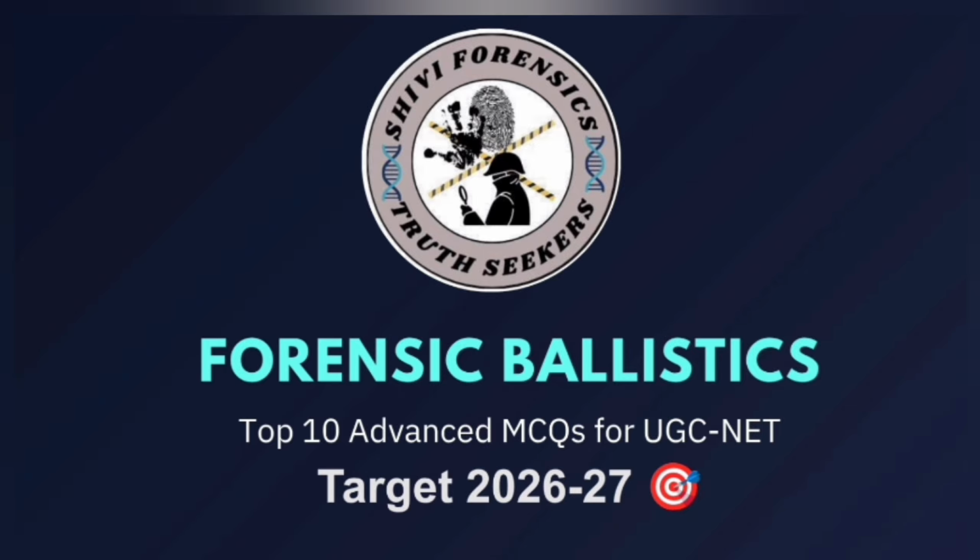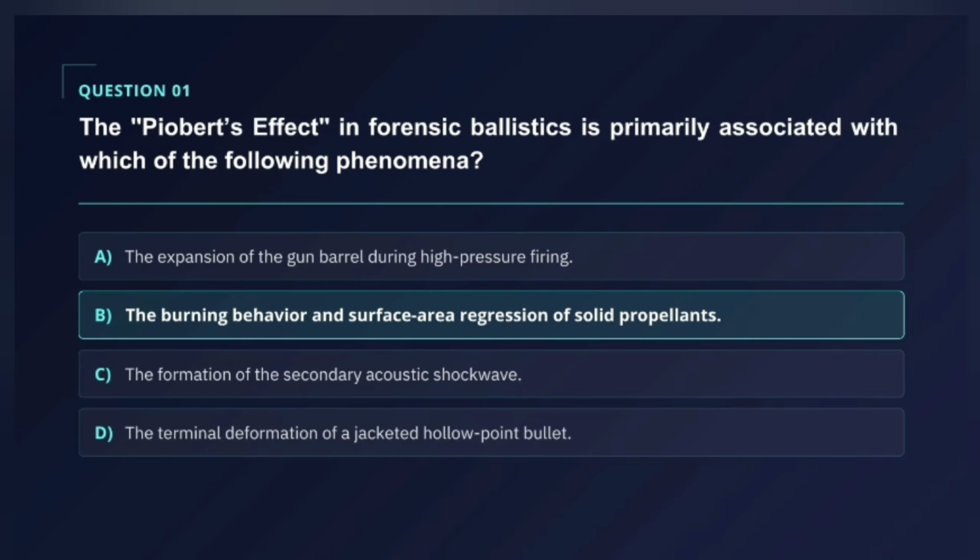Let's dive straight in. The very first question is, the Piobert effect in forensic ballistics is primarily associated with which of the following phenomena? The correct answer is B, the burning behavior and surface area regression of solid pellets. Piobert's law dictates that the burning of a propellant grain takes place in uniform, parallel layers, regressing perpendicularly to the surface. This concept is crucial in interior ballistics for predicting and controlling chamber pressure curves.